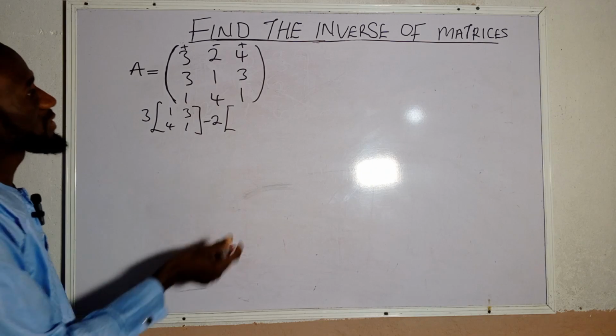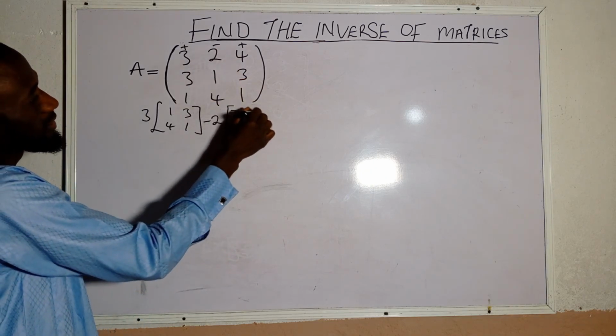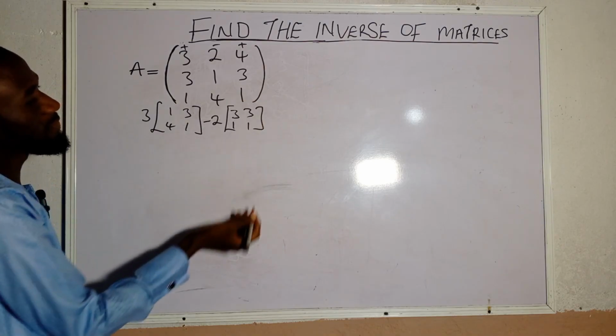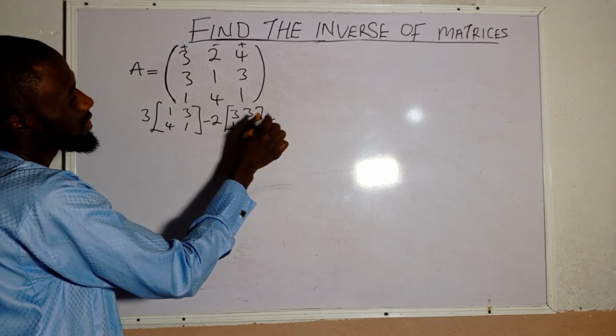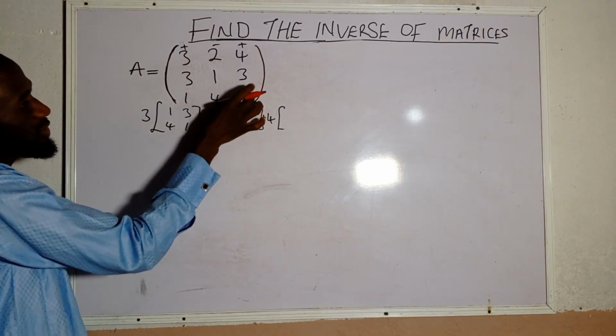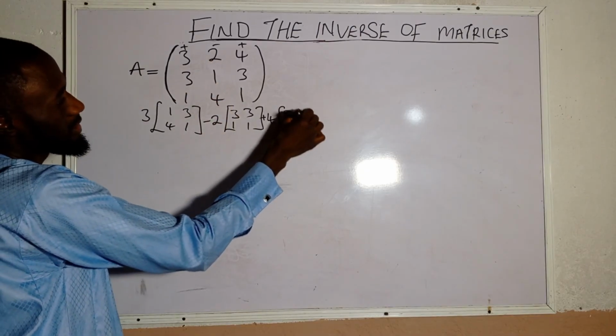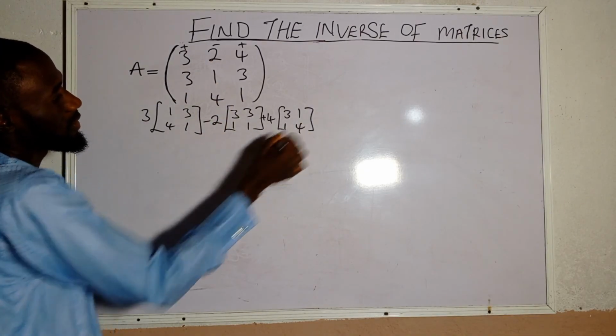Then we open brackets. We cannot take any number in this row. We take 3 and 3, 3, 3, 1, 1. Then we open brackets. We take plus 4, and we open brackets. We cannot take any number in this row. We are going to use the numbers 3, 1, 1, 4.